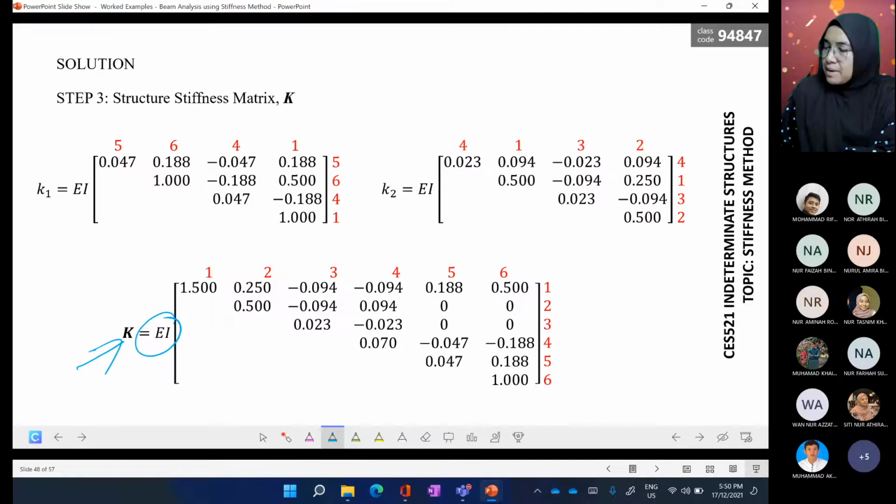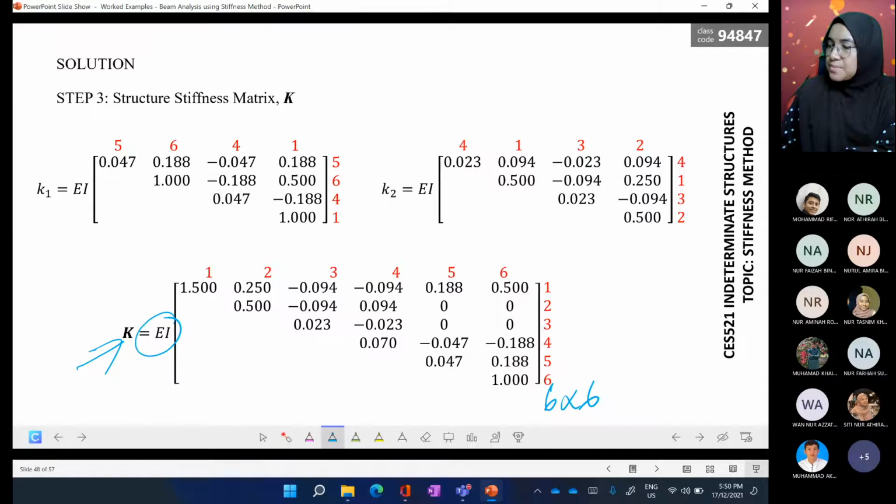Okay, and we have a 6 by 6 matrix, because the total number of nodes in this example is 3. So 3 times 2 is equivalent to 6, so we have 6 by 6. We have to know the position. For example, if you want to know position 3, 4, where is 3, 4?